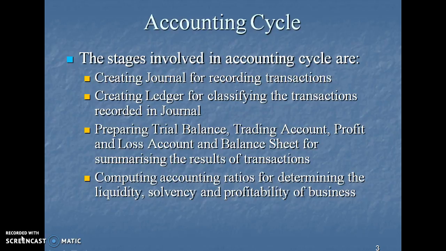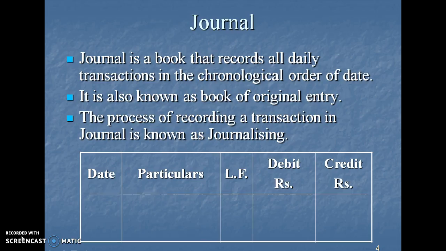Now, what is the accounting cycle? The stages involved in the accounting cycle are: first, we will create a journal for recording the transaction. Next, we will create a ledger for classifying the transactions recorded in the journal. Then, we will prepare the trial balance, trading account, profit and loss account, and balance sheet for summarizing the result of transactions. Computing accounting ratios for determining the liquidity, solvency, and profitability of the business.